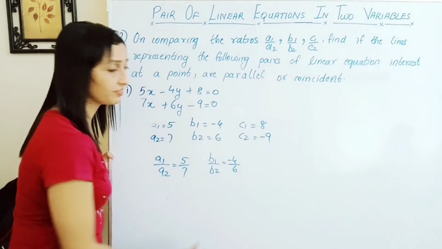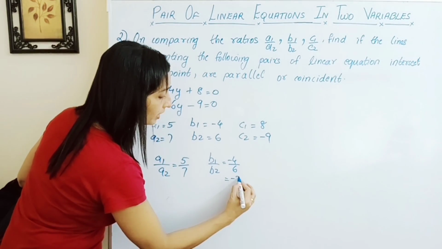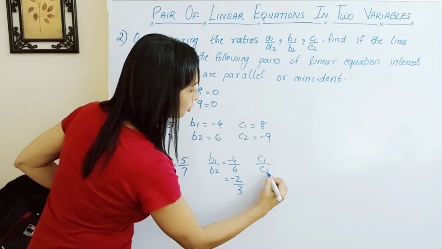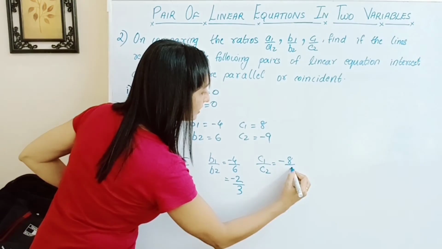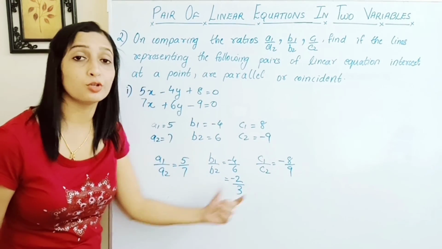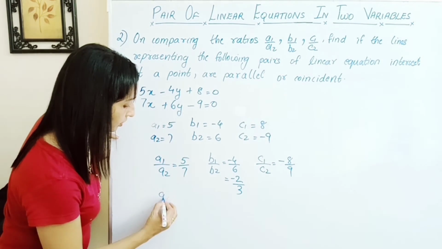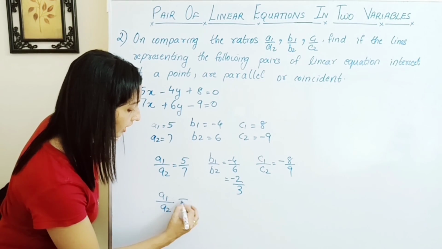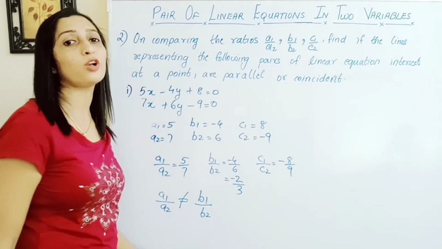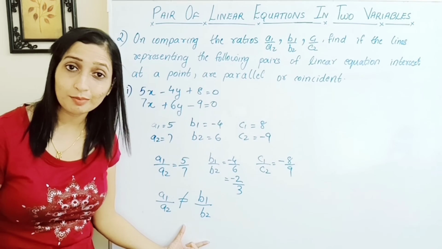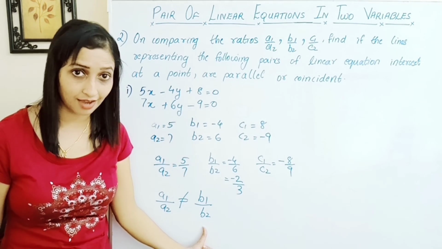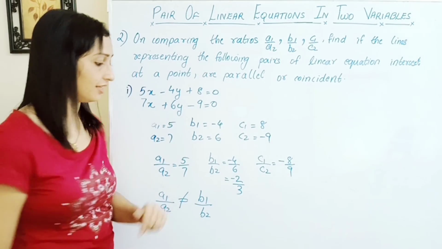How can you simplify and write this? This is equal to minus 2 by 3. Now what is C1 by C2? It is minus 8 by 9. So now you have got all the three ratios. So now let's compare the ratios. Now here itself A1 by A2 is not equal to B1 by B2. What does this tell us? If A1 by A2 is not equal to B1 by B2, then the pair of linear equations are intersecting.